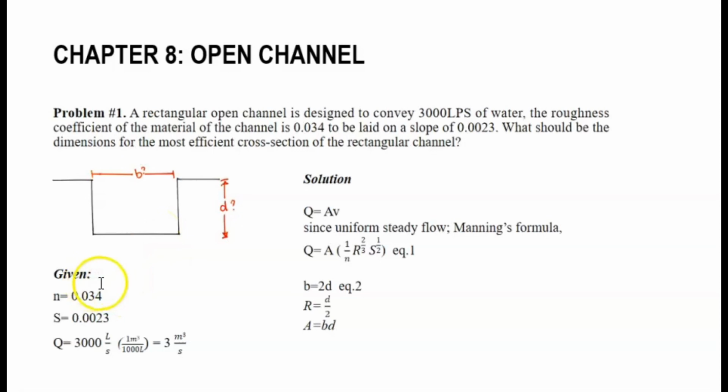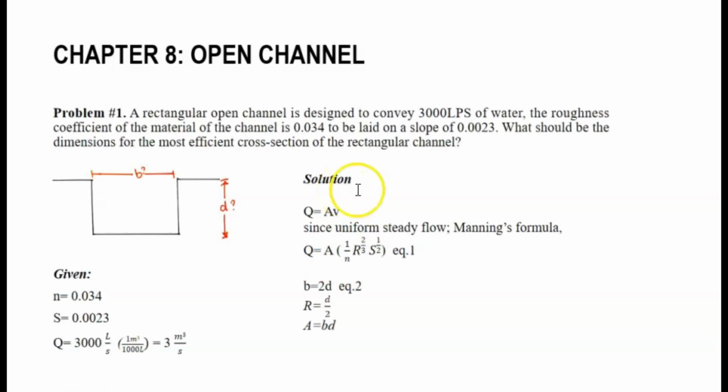So for our given, we have here the roughness coefficient of 0.034, the slope of 0.0023, and the discharge, which is equal to 3000 liters per second. Converted to cubic meter, we will get 3 cubic meter per second.